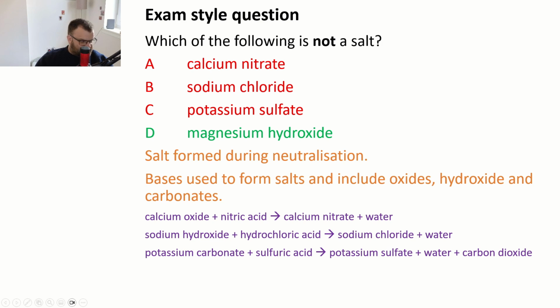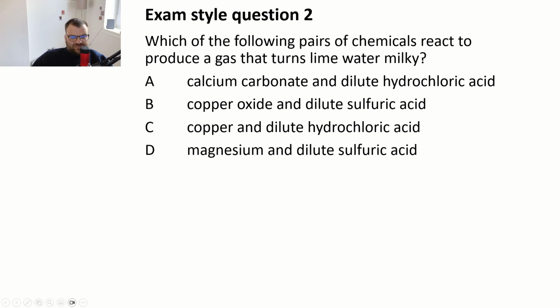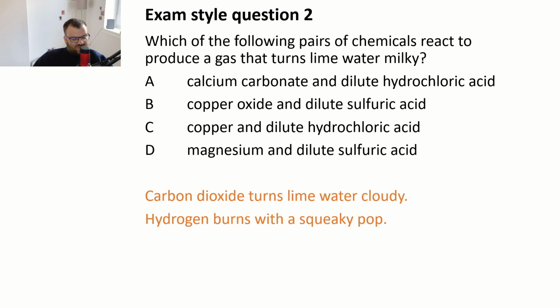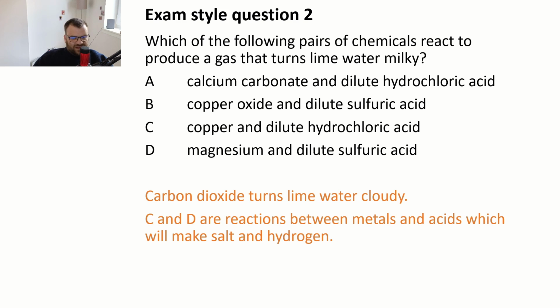In the next question, we're asked which of the pairs of chemicals would react to produce a gas that turns lime water cloudy. Our gas tests that we need to know: carbon dioxide turns lime water cloudy, hydrogen burns with a squeaky pop, and oxygen relights a glowing splint. We're looking for a combination of chemicals that would make carbon dioxide. The bottom two reactions have a metal and an acid. Metals plus acid make salt and hydrogen, not carbon dioxide.